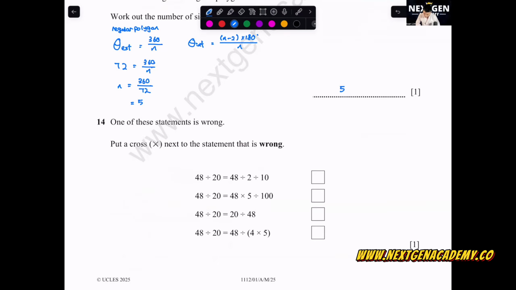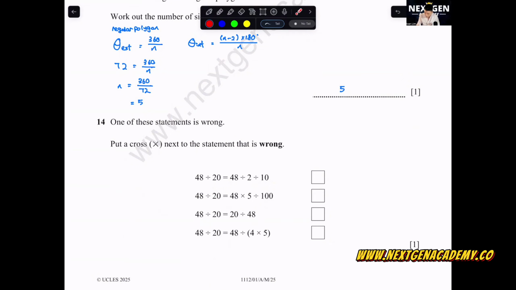48 divided by 20 equals 48 divided by 2 divided by 20. Is this correct? Correct, right? The 2 and 10 will be together, so it becomes 20. Okay, 48 divided by 20. Also, it's 48 divided by 20. 5 times 5 divided by 100. Is this correct? 5 divided by 100.